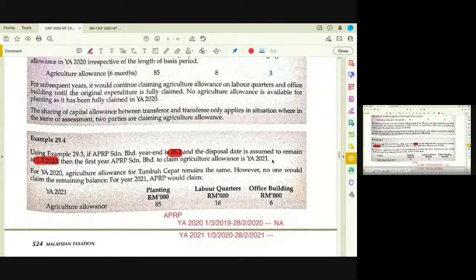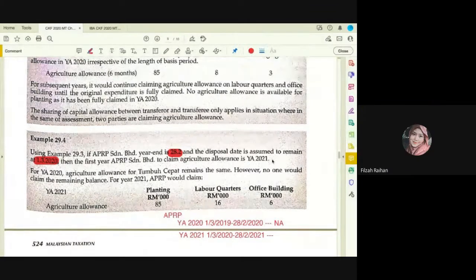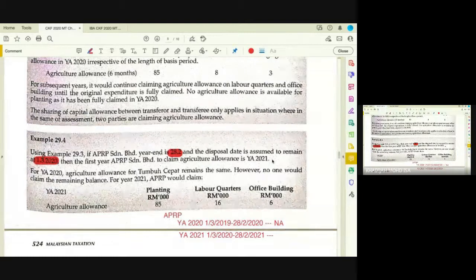When did you acquire the asset, APRP? First March 2020. Okay, so your year end is 28th of February. You acquired 1st March 2020. So that date, 1st March 2020, falls into which YA?